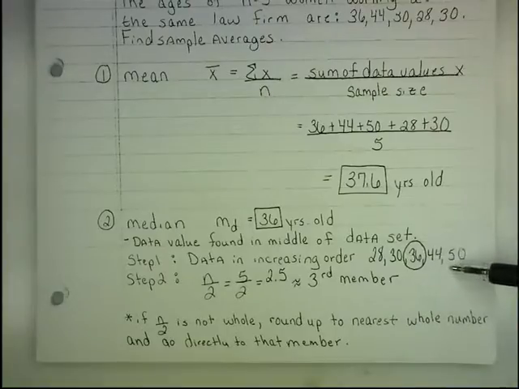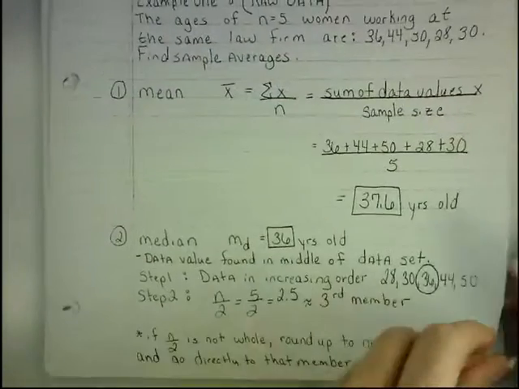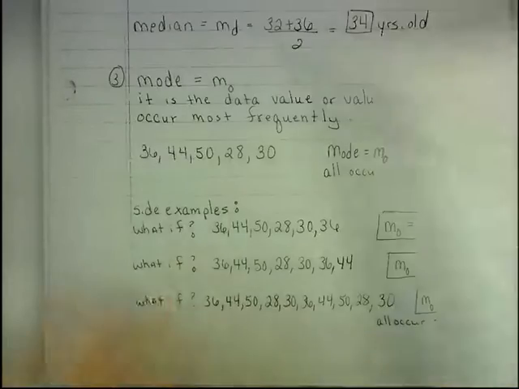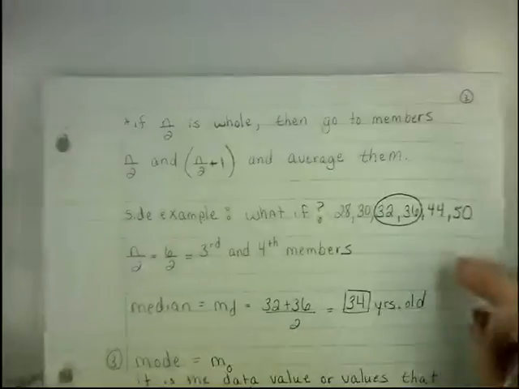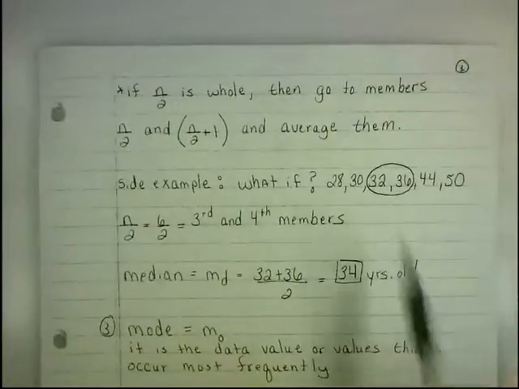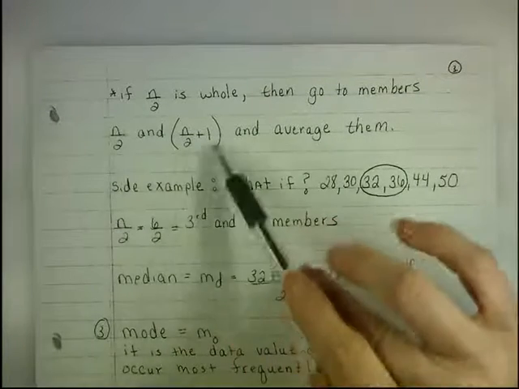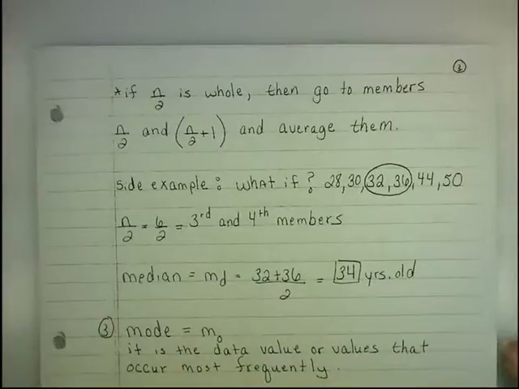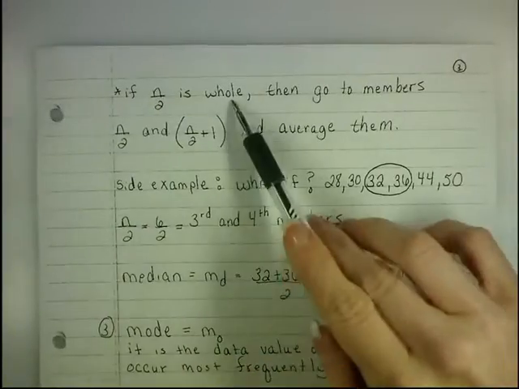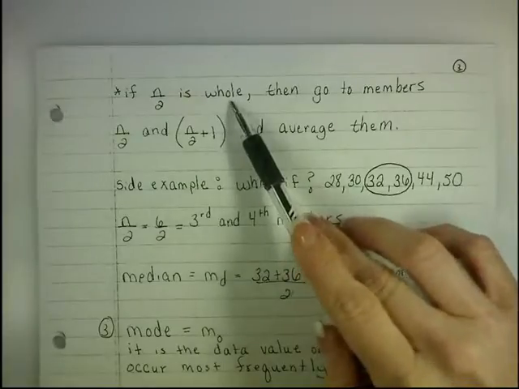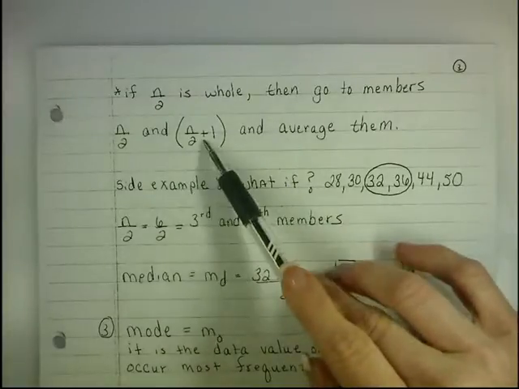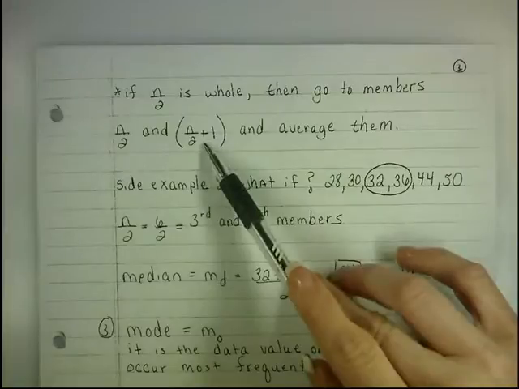That is very important. So, I want to show you a side example because you need to know how to handle the case when n over 2 is whole. It says to go to the members n over 2 and n over 2 plus 1 and average them together. So that means if n over 2 is whole, go to that member and go to the one right beside it and average those 2 members together.